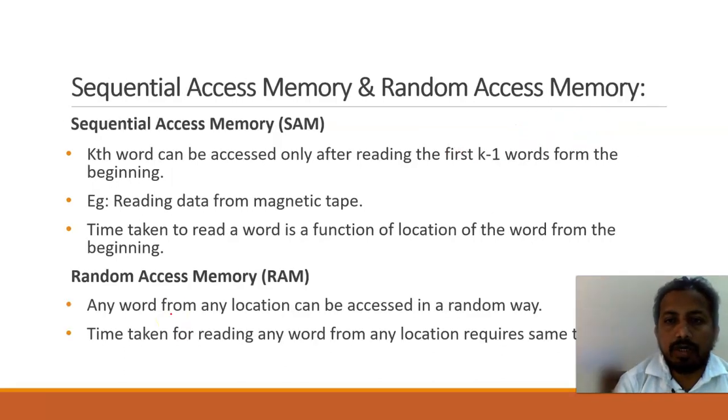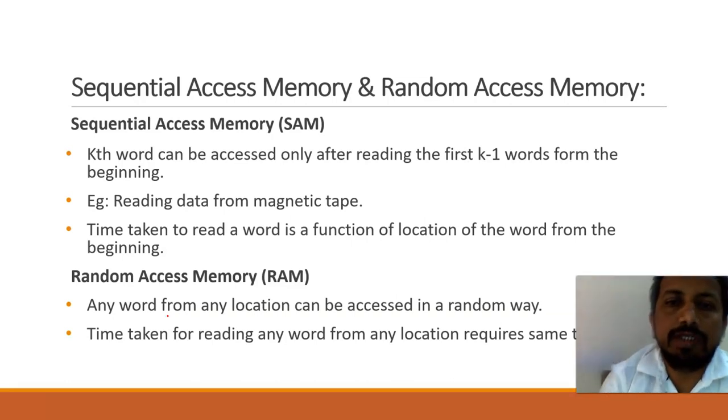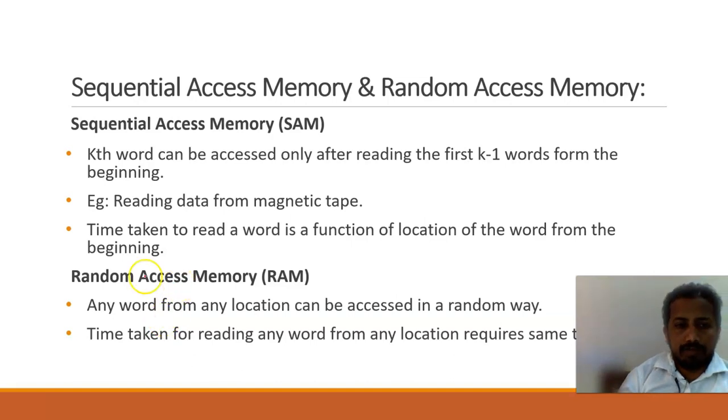And coming to the sequential access memory and random access memory. So this is how you are going to access the memories. Either you can access the memories sequentially, meaning one word, next second word, and it will proceed from the first word to the last word. So if you want to read some kth word, first of all you need to read the first k minus one words, then only you can read the kth word. This is about the sequential access memories.